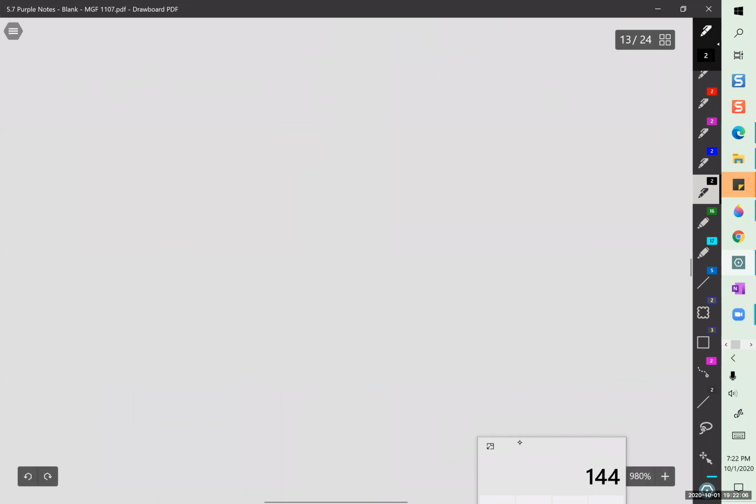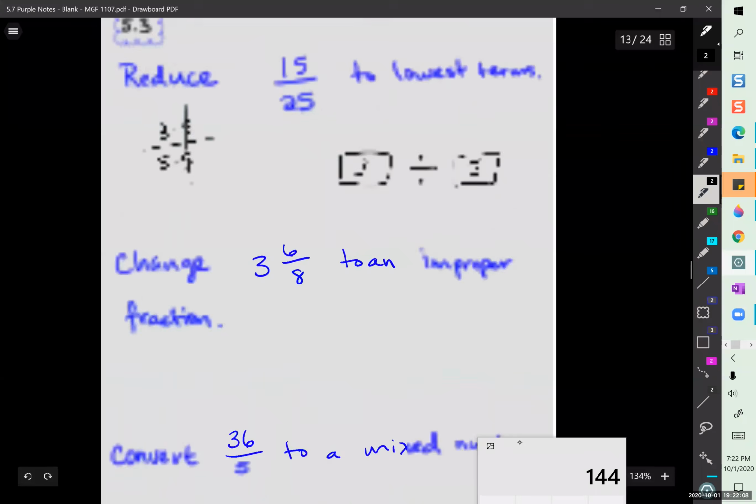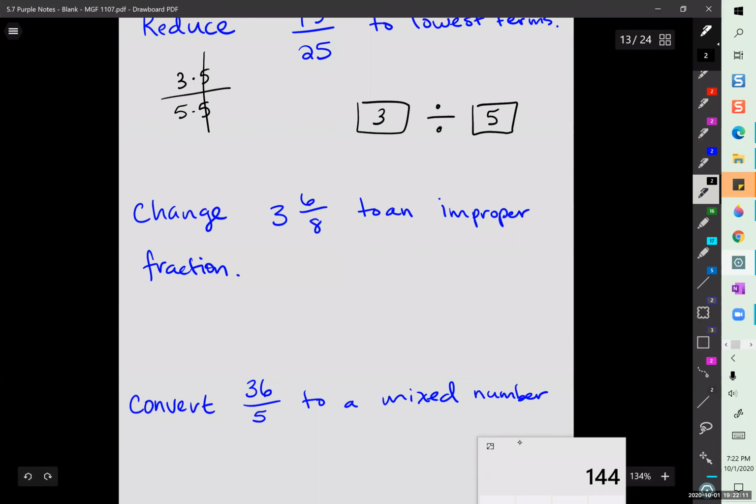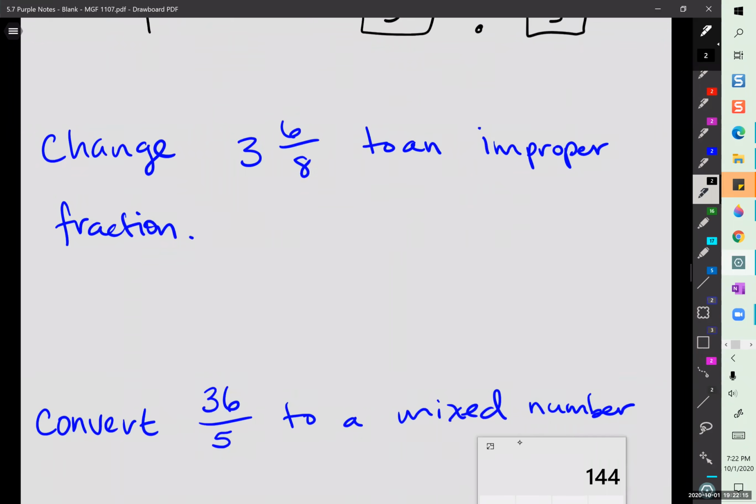One thing to watch in this section: sometimes the problems say to write your answer in lowest terms. So if that's the case for a problem later on, make sure that that's followed. Now also in this section, we had the idea of mixed numbers and improper fractions. Mixed numbers were these numbers where we had some integer paired with some fraction. And we know there's an implied addition here. We just don't write it because of space. This is really 3 plus 6/8. Now improper fractions are fractions where the top number is bigger than the bottom number.